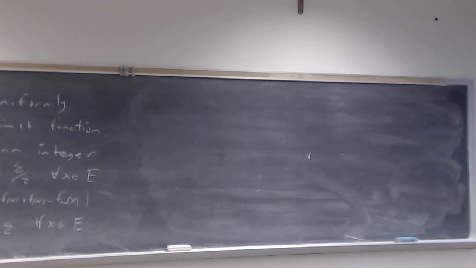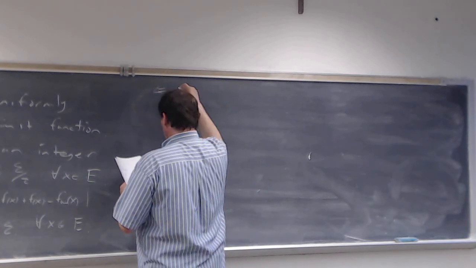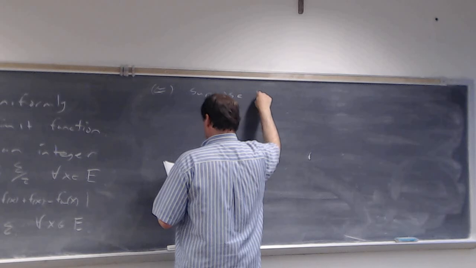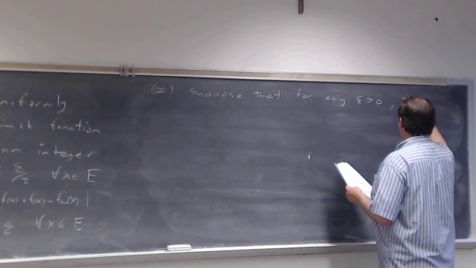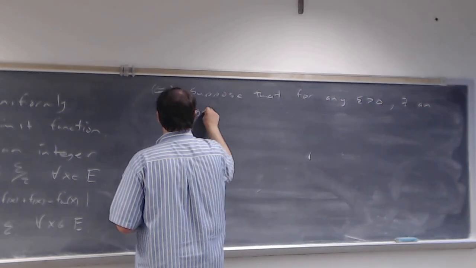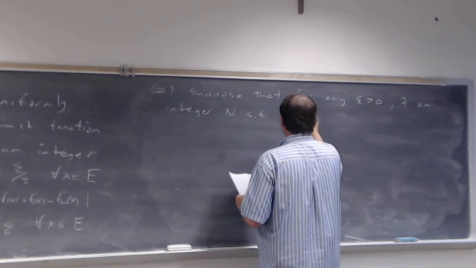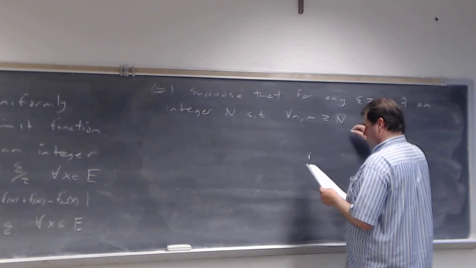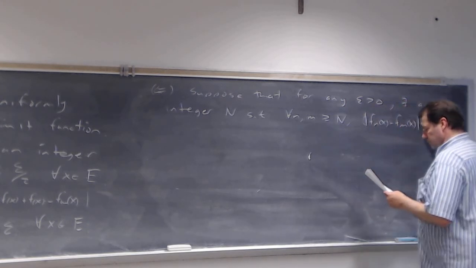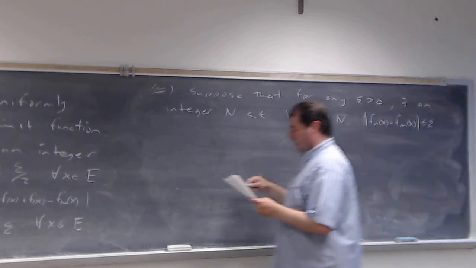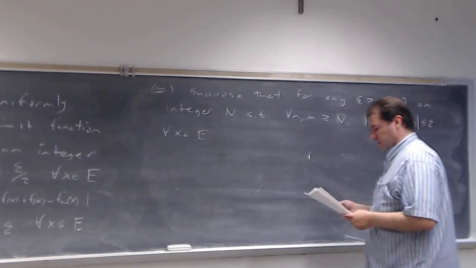Now we need the backwards direction. Here, we suppose that for any epsilon greater than 0, there exists an integer N such that for all n and m bigger than or equal to this big N, the norm of f sub n of x minus f sub m of x is less than or equal to epsilon, and that's for all x element V. Said in the backwards hypothesis.